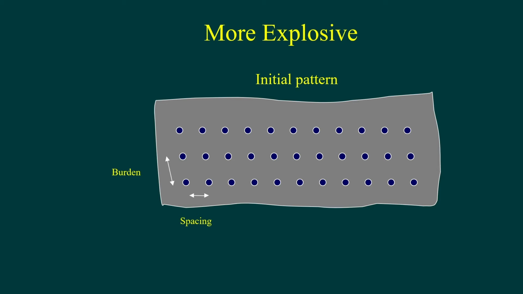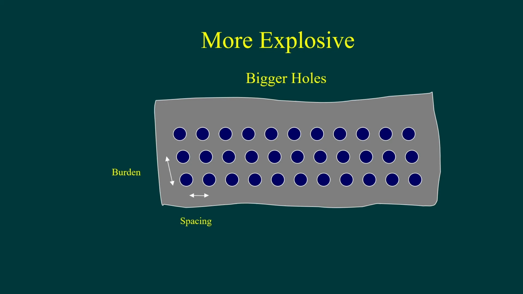So we've decided we want to use more explosive. We want to increase the powder factor. How do we go about doing it? Well, let's look at this and assume that this is our initial drill pattern. In this case, we've decided to keep the burden and spacing the same, but to drill bigger holes. Now, of course, if you drilled bigger holes, there is a much larger volume of charge that is put into the blast, and therefore there are more kilograms of explosives put into that volume.